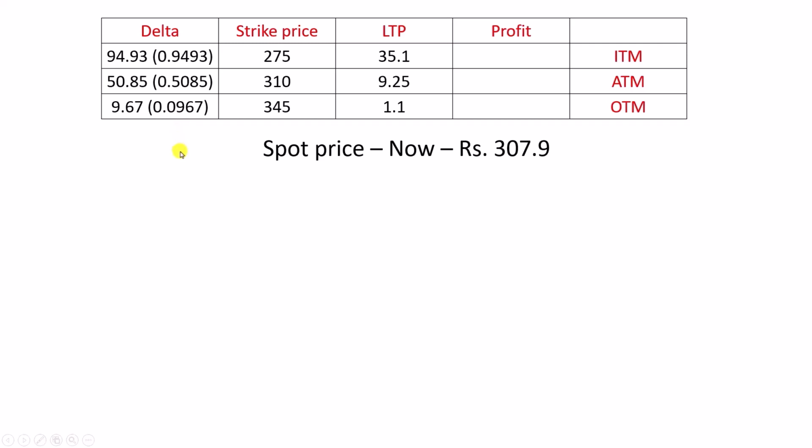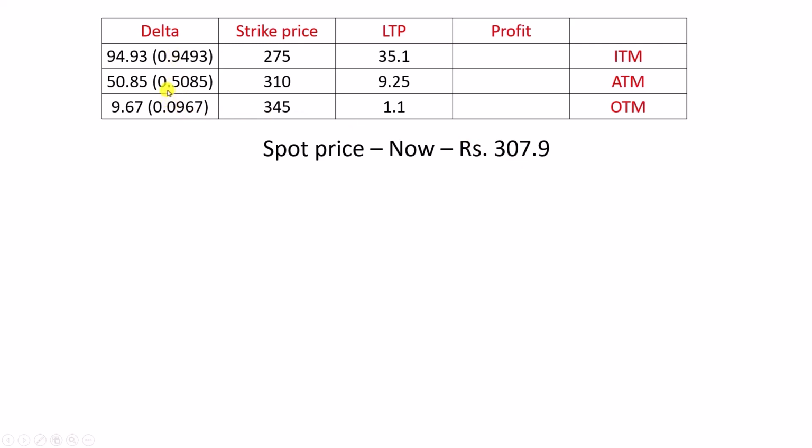What is the change in the premium value when the spot price increases by 1 unit or 1 rupee? See, we pay the premium while buying options. How much does the premium increase when the spot price increases by 1 rupee? That is what delta tells us.